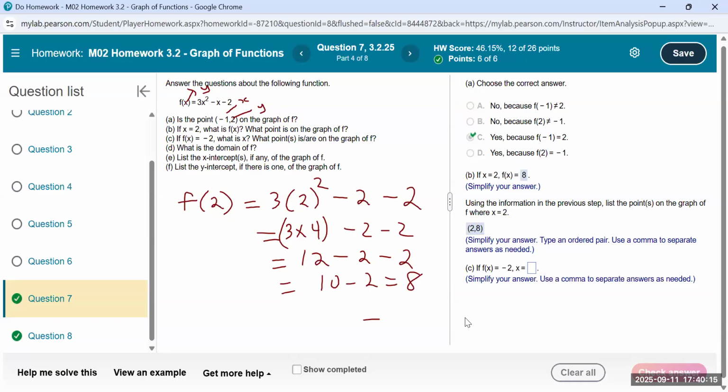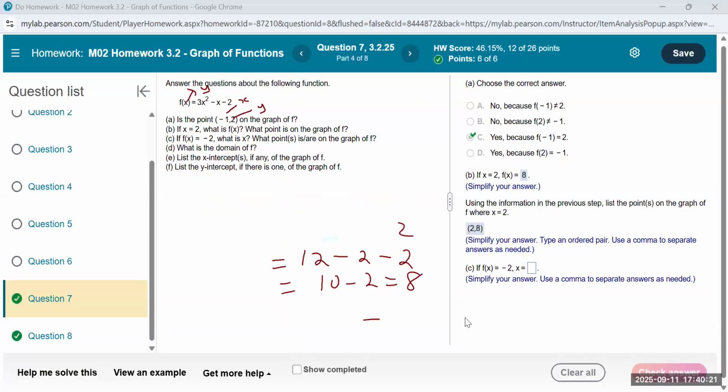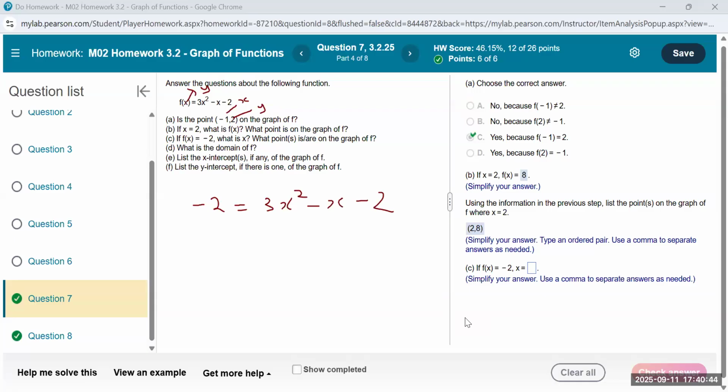Now let's look at C. This time we were given the f of x to be -2, and we have to solve for x. So if f of x is -2, we need to find what? Our x. So from this function, if f of x is -2, we're going to solve for what? X. So let's look at this.